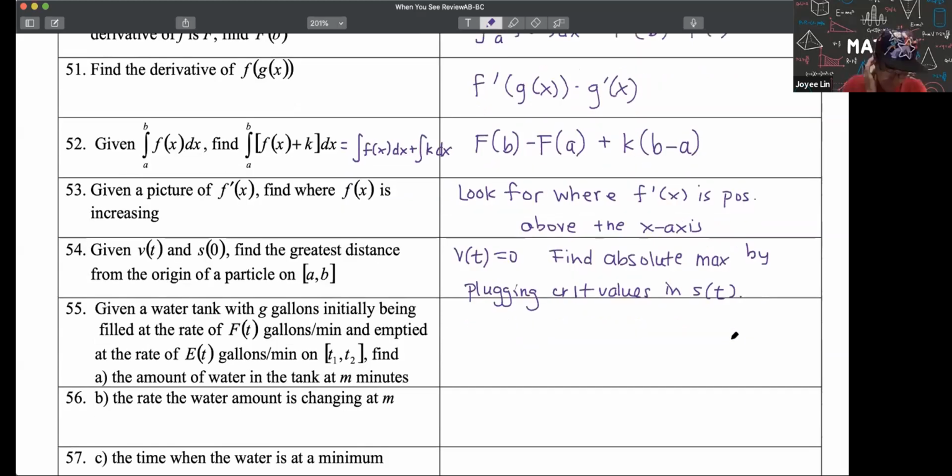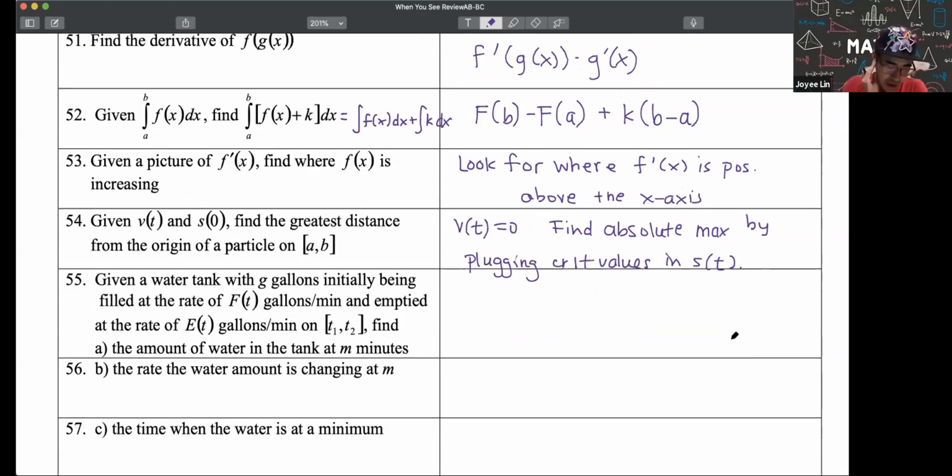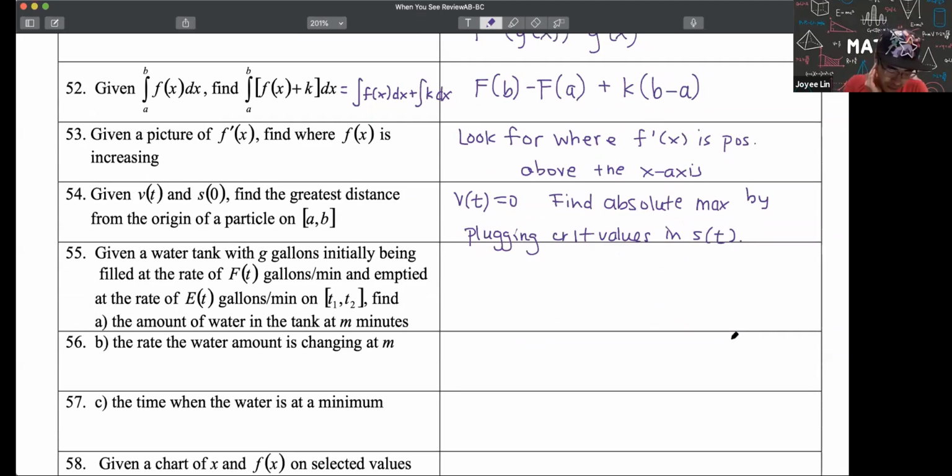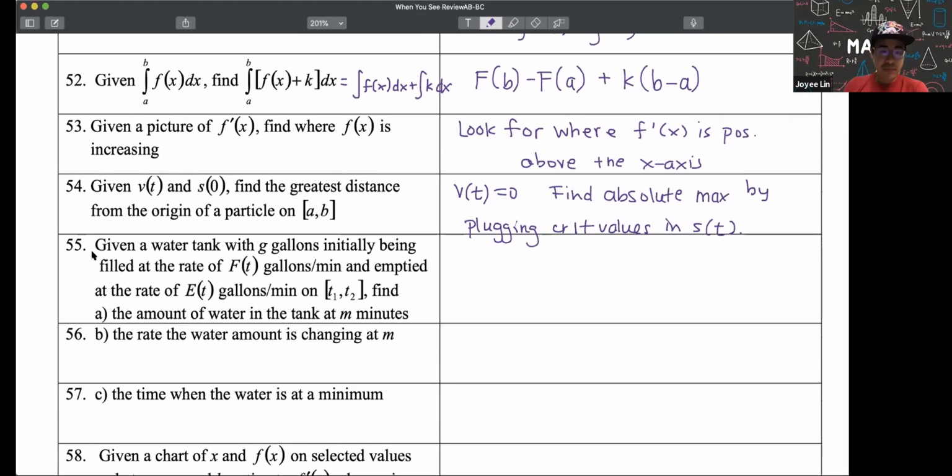Okay, this one's another one. So we have a fill rate. We have an empty rate. How do you find the amount of water in the tank at m minutes? Pay attention to the wording here. The amount of water in the tank at m minutes. Amount of water.